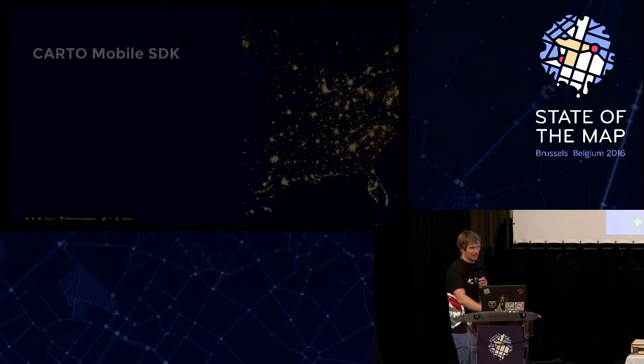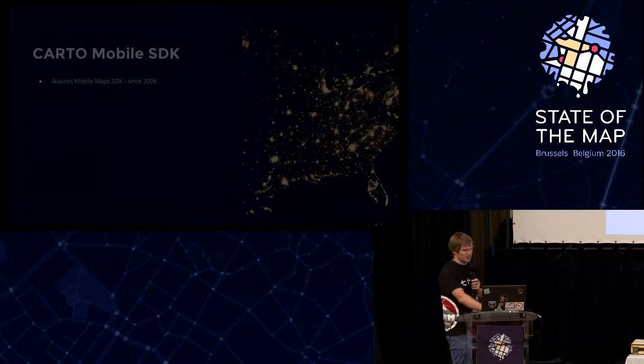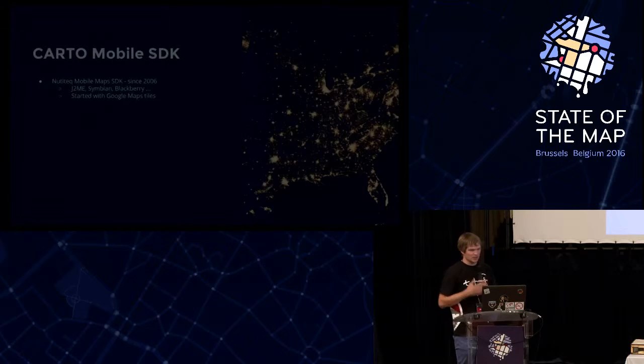What I've done since about the same time is using OpenStreetMap in mobile and trying to make it available in mobile. I started in Nutitech with J2ME, Symbian, BlackBerry, all these different old things quite long ago. Starting with Google Maps tiles until Google sent a legal letter to stop it, because OpenStreetMap was not good enough then yet. But then the software is available as a GPL option, so it is open source.